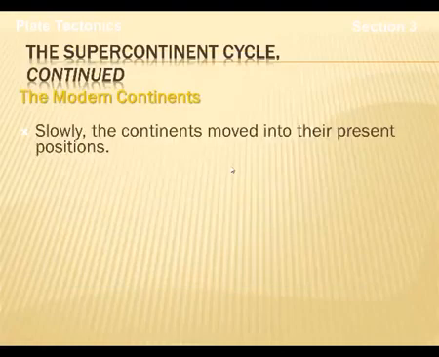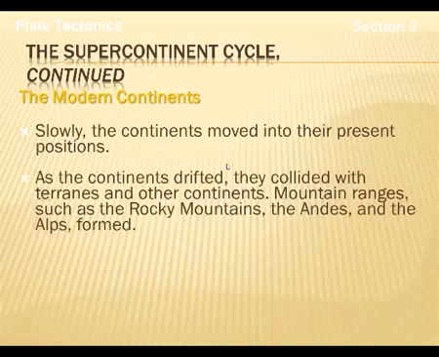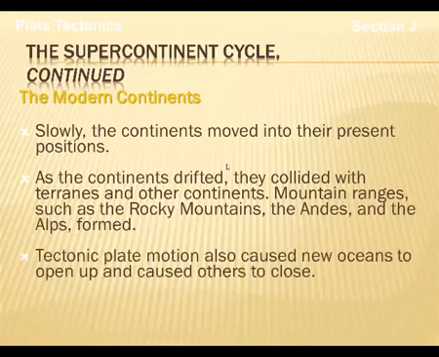The modern continents. Scientists think that slowly the continents moved into their present positions. As the continents drifted, they collided with terrains of other continents, and mountain ranges like the Rocky Mountains, the Andes, and the Alps all started to form. The motion also created new oceans, and it would close oceans as continents moved closer to one another.